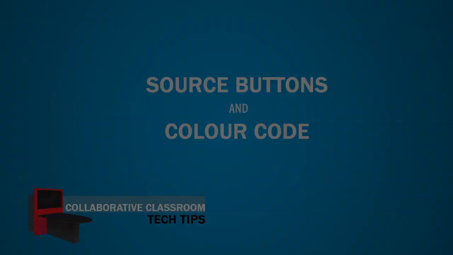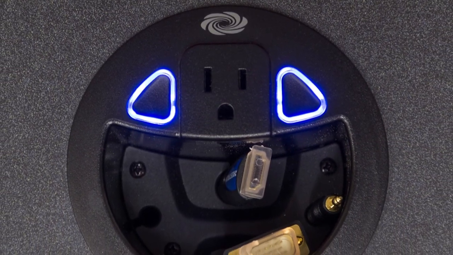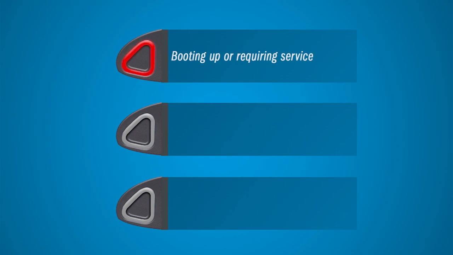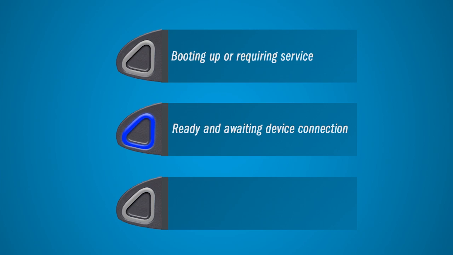Each table has a series of buttons which can activate or deactivate the device you'd like to use. These buttons have indicators which will either light up red, blue, or green. A flashing red light indicates that the machine is not yet ready or requires service. A blue light indicates that there is no device connected. As usual, green means go. Solid green will indicate that a device is connected.